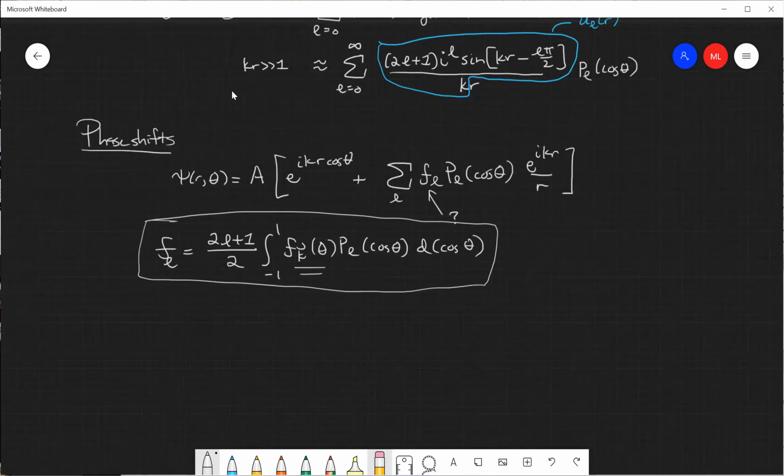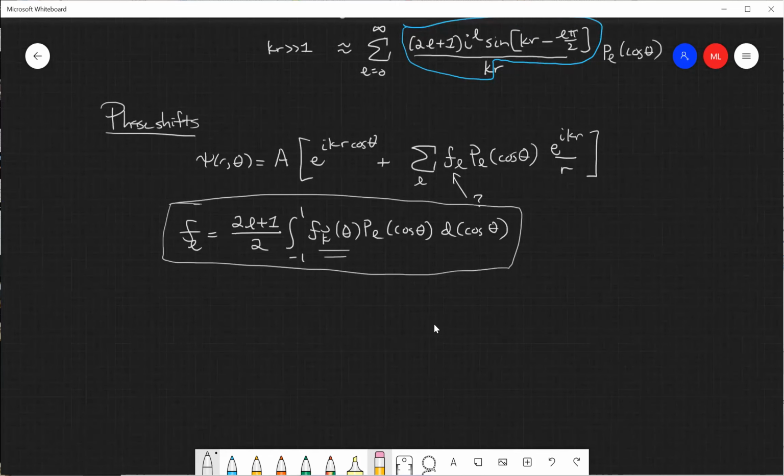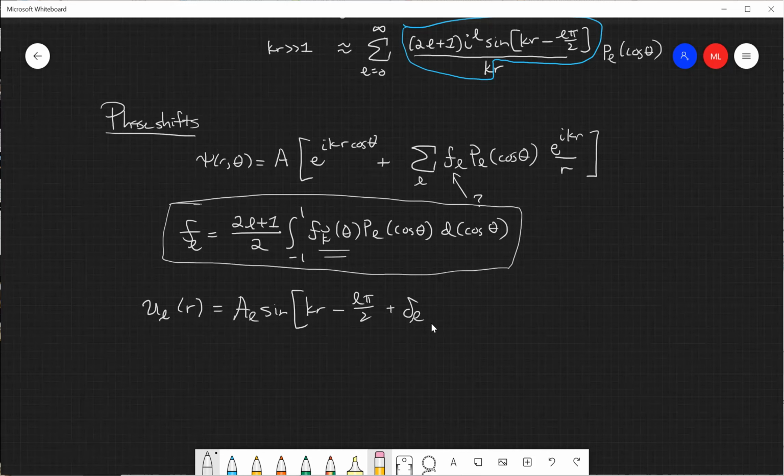So we know that far enough away, our U solutions really are just given by A_L sine of kr minus L pi over 2 plus some phase shifts. And the phase shifts might depend on k, the incoming momentum. But this is what the solution looks like for r going off to infinity.